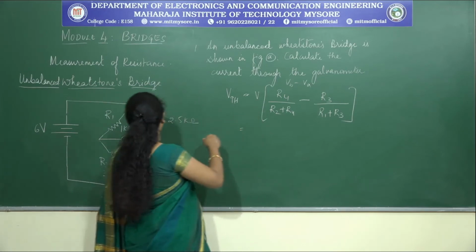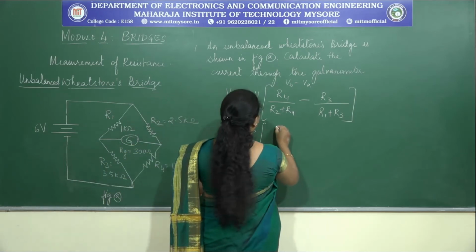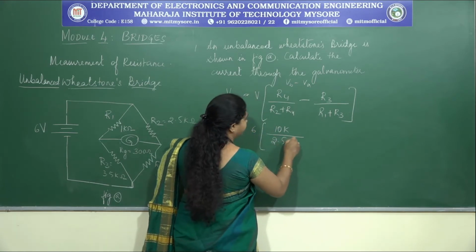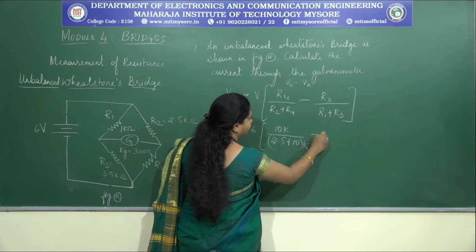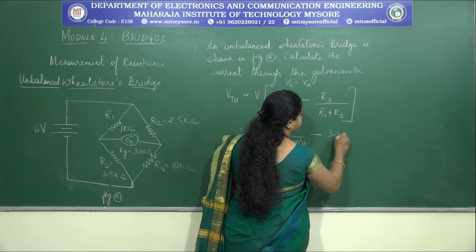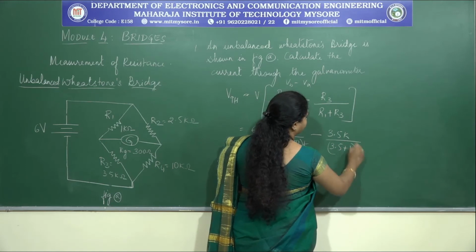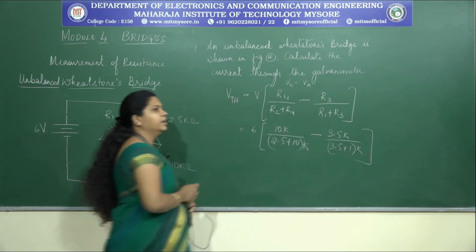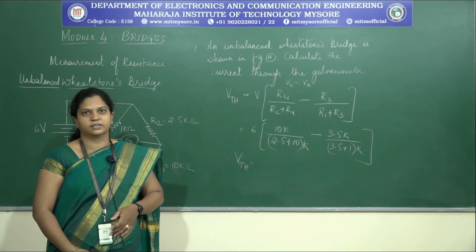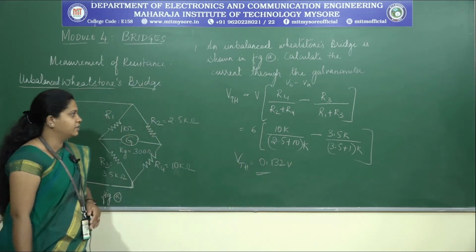Okay. Now substitute the values. V is equal to 6 volts. R4, what is the value of R4? 10 kilo ohm divided by R2 plus R4, 2.5 plus 10 kilo ohm minus R3 value is 3.5 kilo ohm. So, 3.5 kilo ohm divided by 3.5 plus 1 kilo ohm. Okay. Simplify this and tell me what is the Thevenin equivalent. Somewhere around 0.132 volts, are you getting the value of Thevenin?